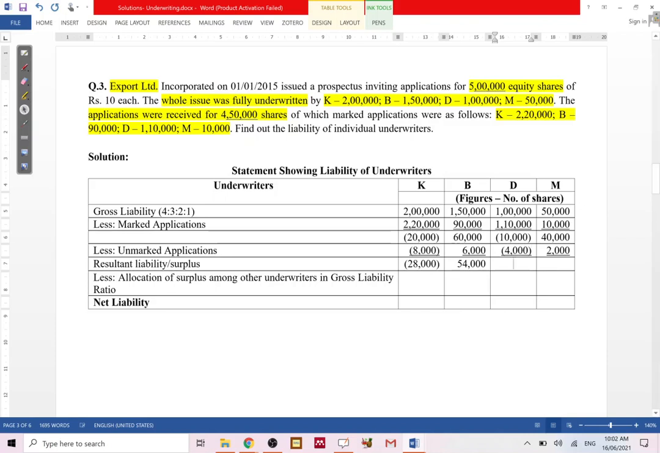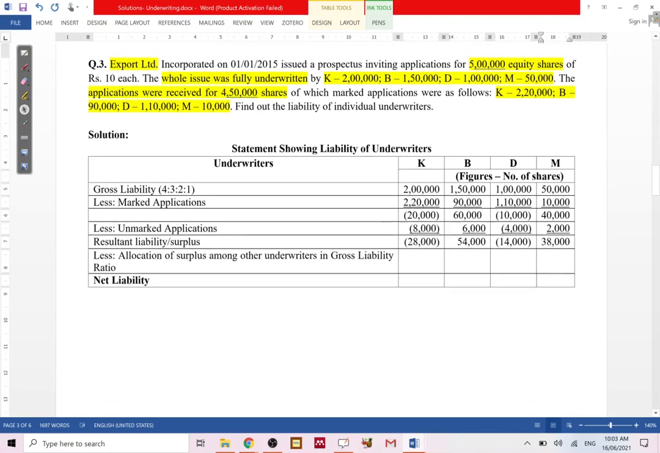Okay, so 10,000 negative and negative 4,000, you have to add up. Minus into minus plus, this gives you, we keep the negative sign, negative 14,000. Okay, and the last one, positive figure 38,000. So now again this problem is a little different from what we did previously.